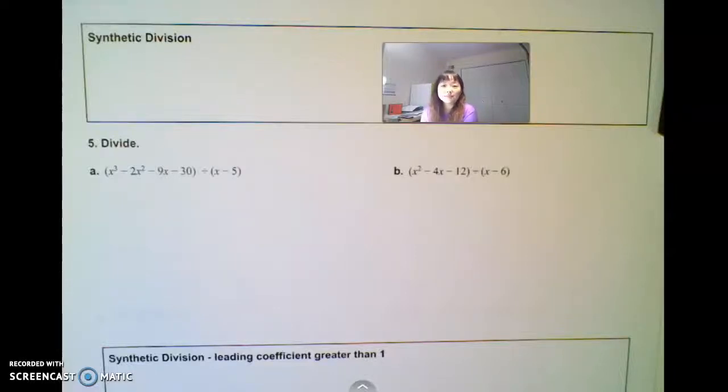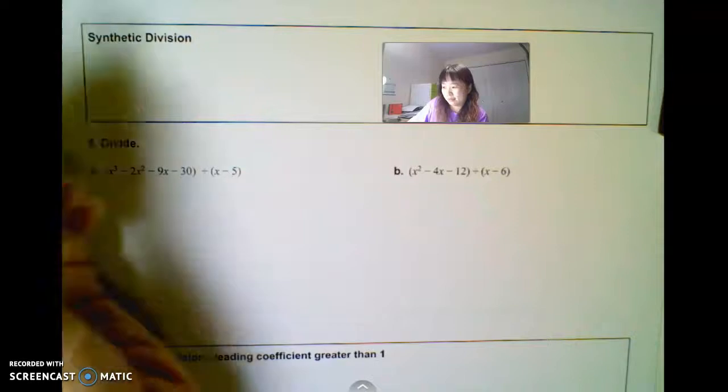Yay! You guys made it to the last part of learning target 4. This is called synthetic division, and it is a shortcut to how to divide polynomials, so anything more than one term. So let's just think about just regular, plain old division, which we really don't like that much.